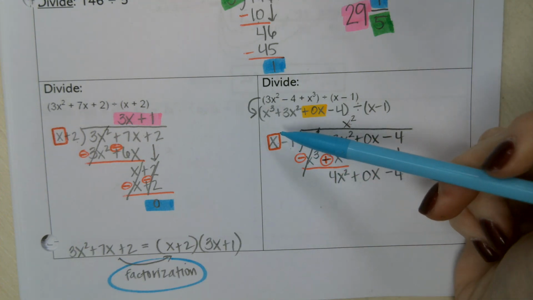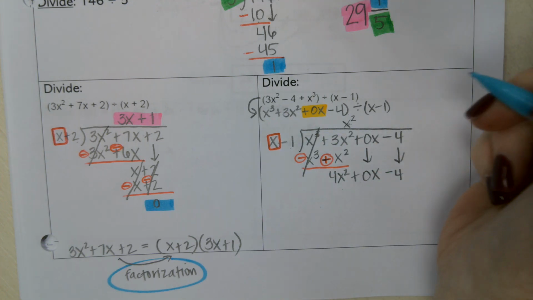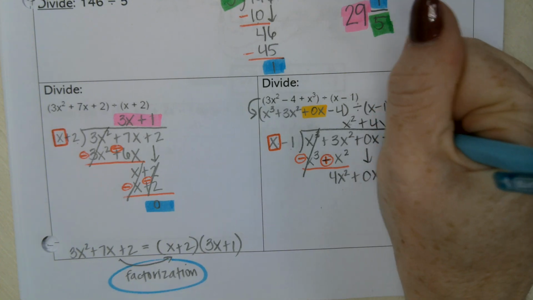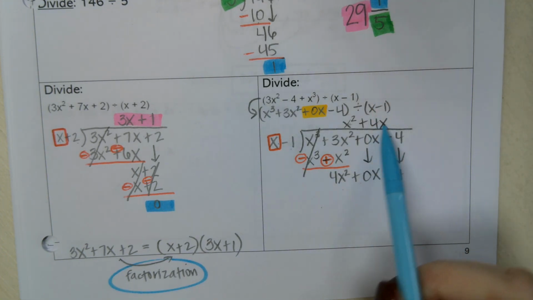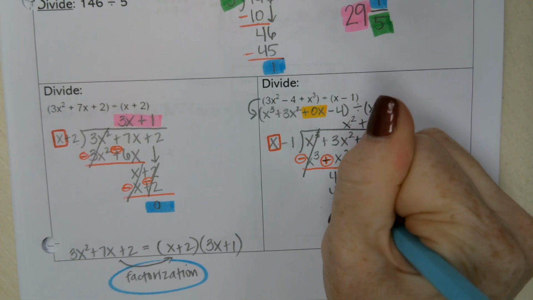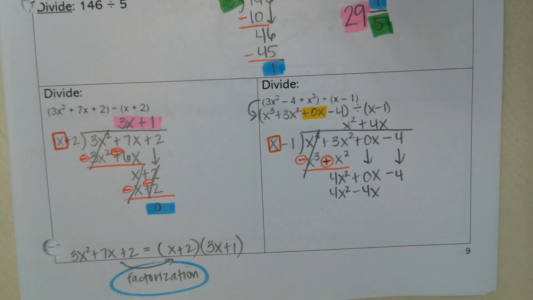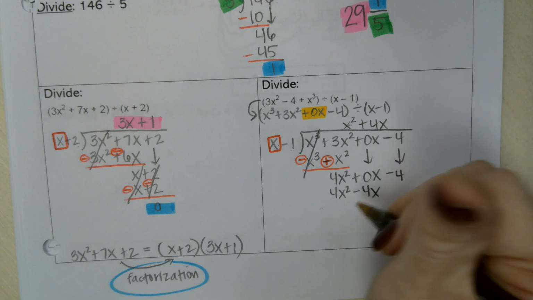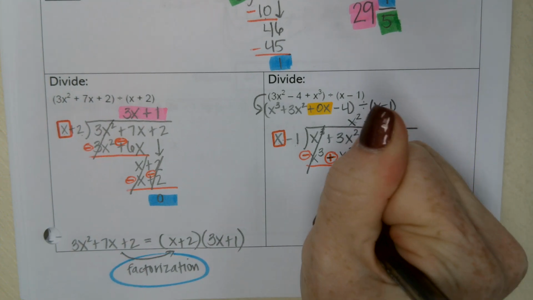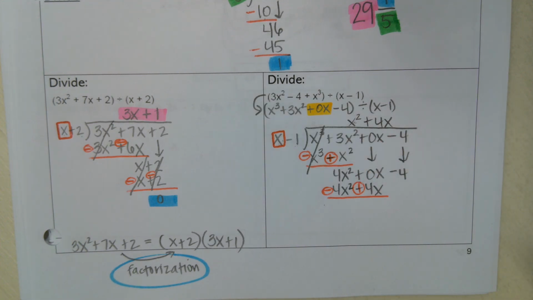My question now is, what do I multiply by x to give me 4x squared? 4x. So 4x times x and 4x times negative 1. That gives me 4x squared and negative 4x. So we come through and subtract. We're going to subtract the 4x squared, and I end up adding the 4x because it was a minus.